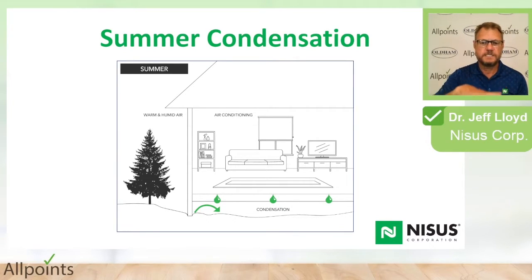One of the reasons for putting plastic down on the dirt inside crawl spaces is to reduce the relative humidity in the crawl space. But if you've still got cross flow ventilation, that's great normally for most of the year, but not in the middle of summer when you've got very high relative humidity.